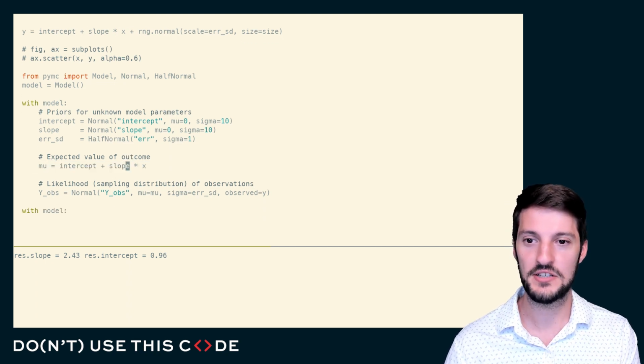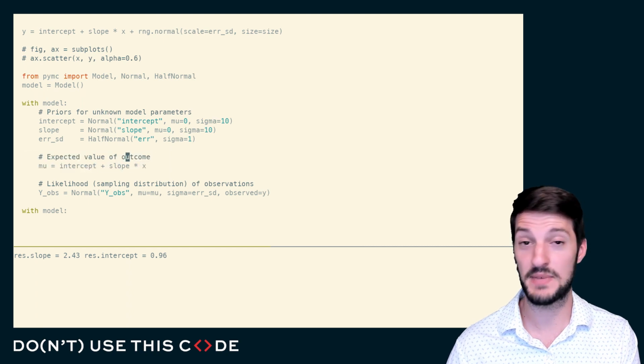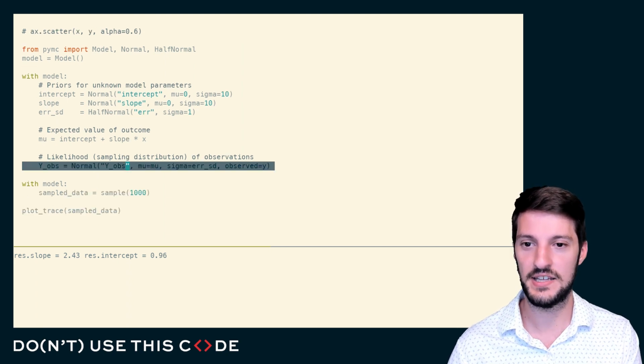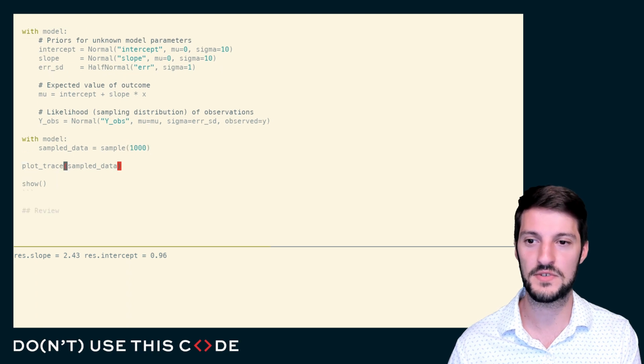We can use mathematical operations to define what we're using for the expectation of our outcome. Here, we're interested in the average prediction performance. And then we finally wrap up with the likelihood of observing the things that we observed.